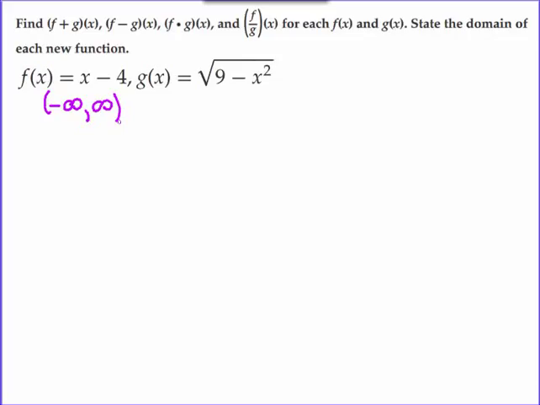I would highly suggest that you graph this one. I really think you should graph this one to see what the domain is going to be. Negative 3 to positive 3. And do I include the negative 3 and the positive 3?